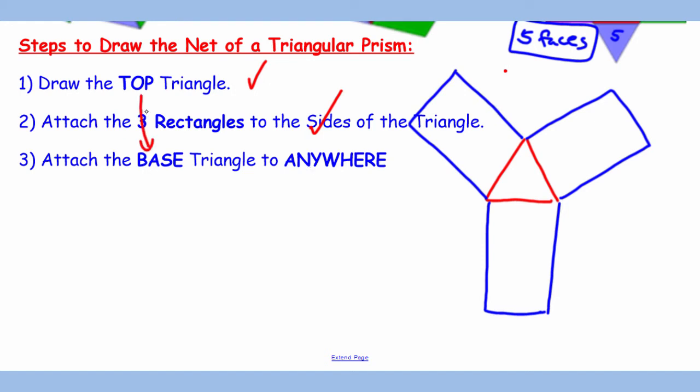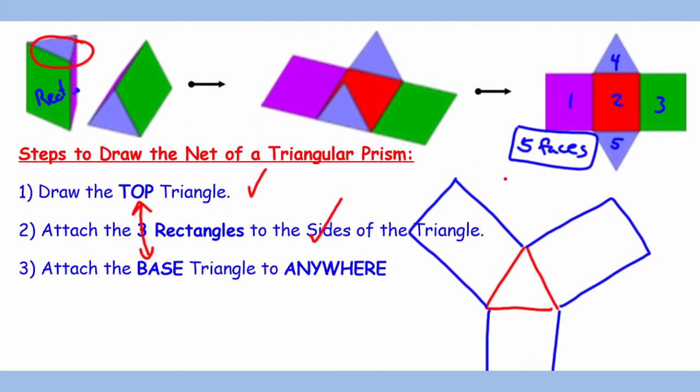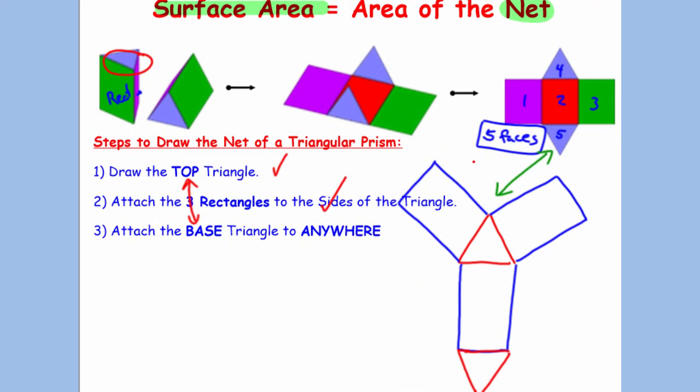Remember how the base and top are the same thing? So let's say that I want to attach it to the bottom right here. I would redraw this exact same triangle. There you go. That's another way that represents the exact same thing as the one right here. They're both the net of the triangular prism, which both can be folded back into the same exact box.